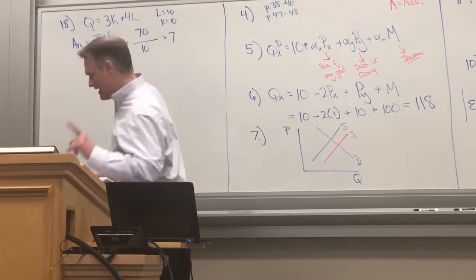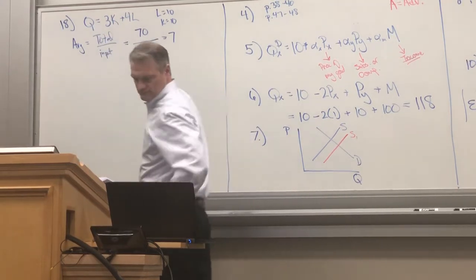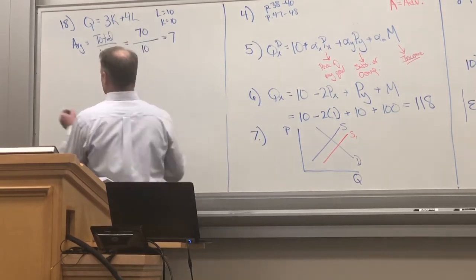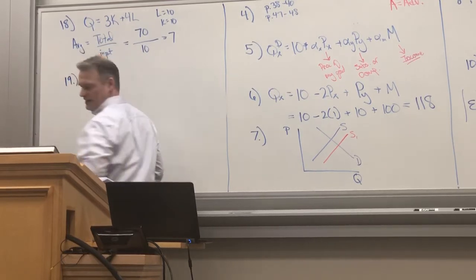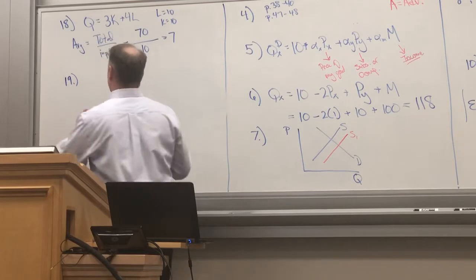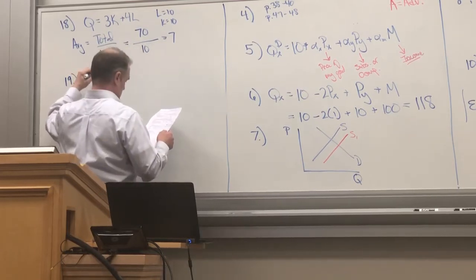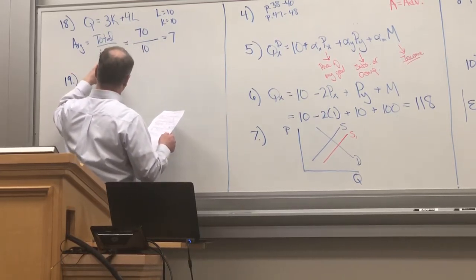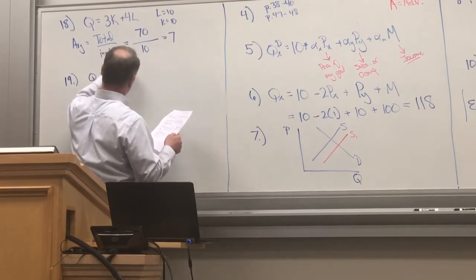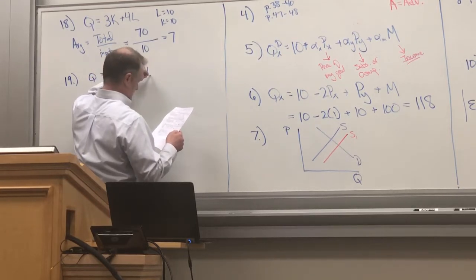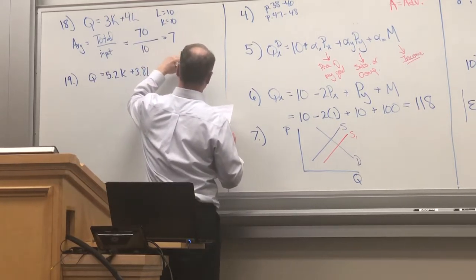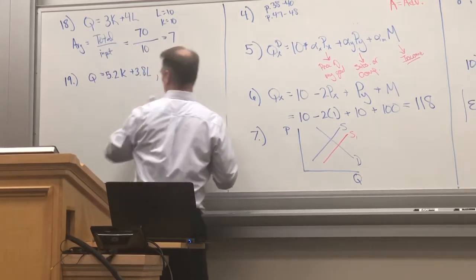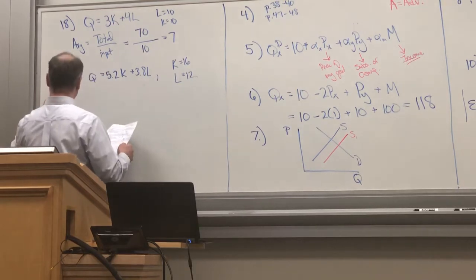Good. 19 says, we're doing marginal. So right now I've got this linear function that's, again, quantity is 5.2K plus 3.8L. And I asked, when K is 16 and L is 12, and I asked for what's the marginal product of capital.